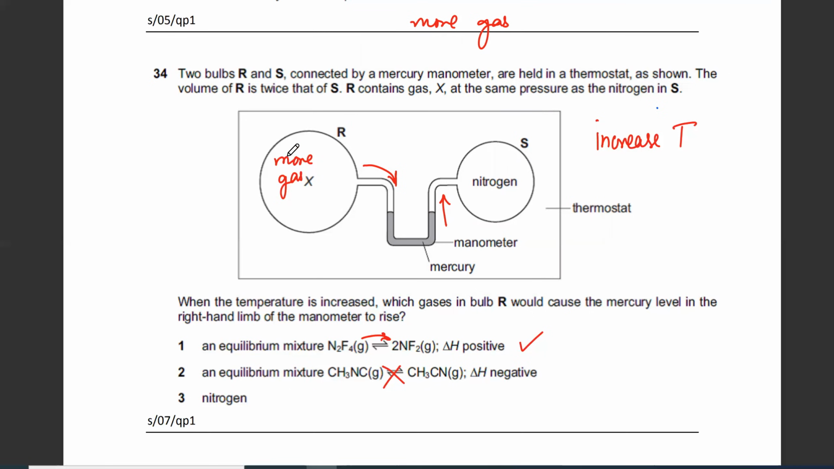And the last one is nitrogen. If you have nitrogen on both sides, nothing would happen. Even if that expands, this expands, they both would cancel out and the mercury stays right in the middle. So if you have nitrogen over here, you've got nitrogen on the other side as well. It doesn't really matter. The same pressure would be applied on both sides, and the mercury stays exactly where it was. ठीक है, is this clear?